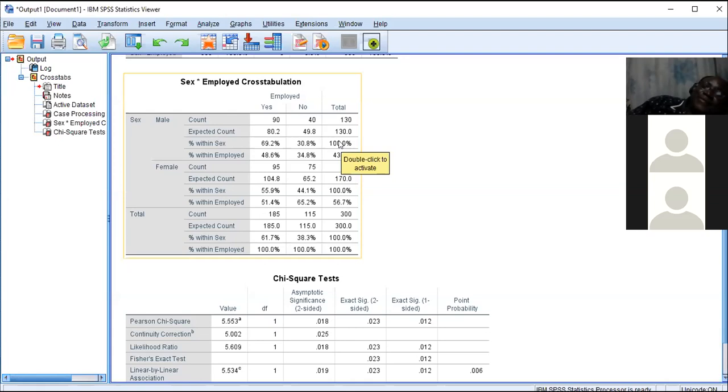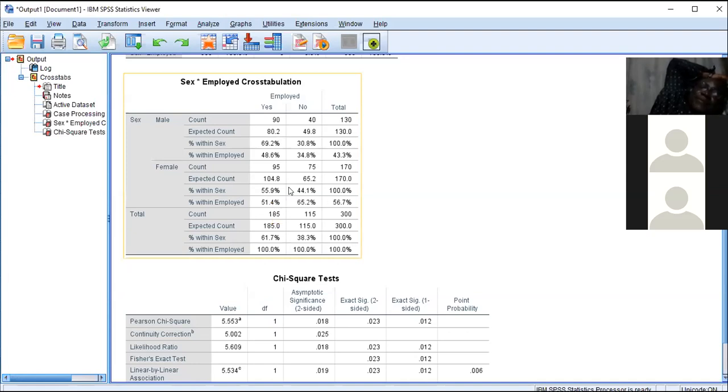So what is it telling us if you use the one within the sex? 90 out of 130 is 69.2. 69.2% of males are employed. Then for the female, it is 55.9%. That is, 95 out of 170 is 55.9%. It shows that males are more employed than females.